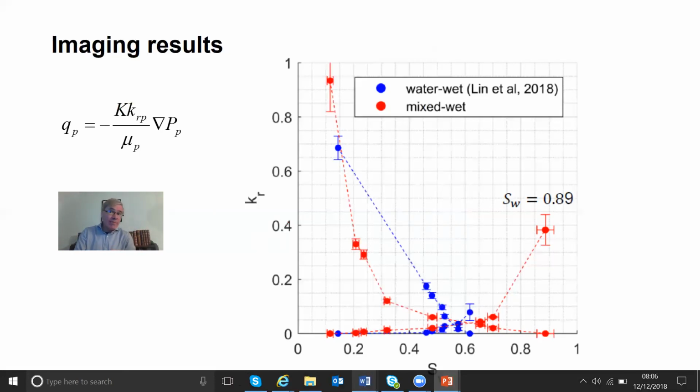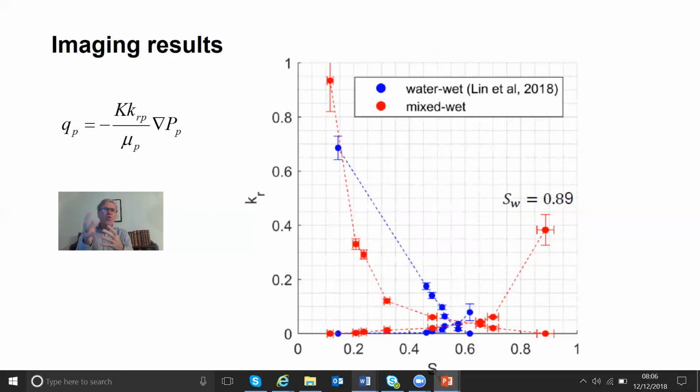We saw in Berea, again, no surprise. Also shown is a mixed wet sample. So this is one where the oil has been inside the rock for some time, and surface active components of the oil have adhered to the solid surface. And so it's rendered the system more oil wet. In fact, it's mixed wet.